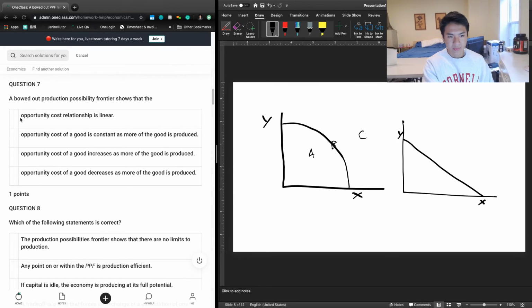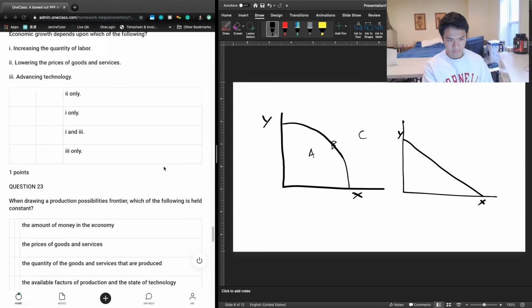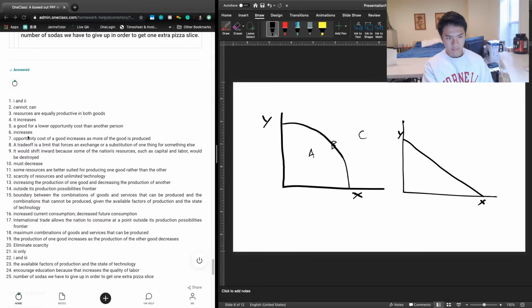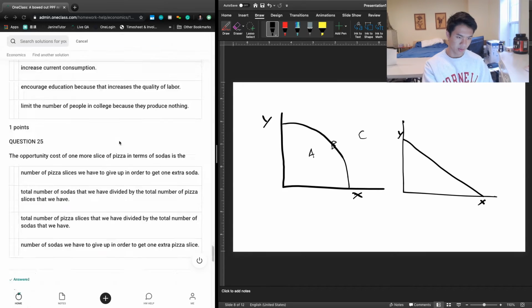Question 7. A bowed out production possibilities frontier shows that a... Again, like a lot of the previous questions that we talked about, one of the things that the bowed out production possibilities frontier shows is an increasing opportunity cost as good production increases. And so the opportunity cost of a good increases as more of the good is produced. That is going to be the correct answer. So Tutor got it right.